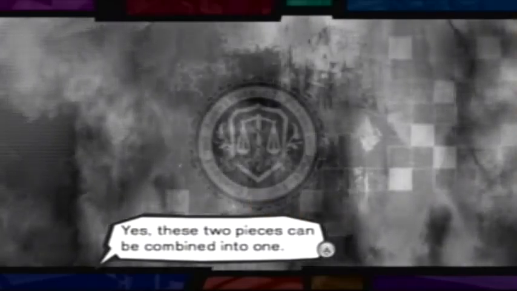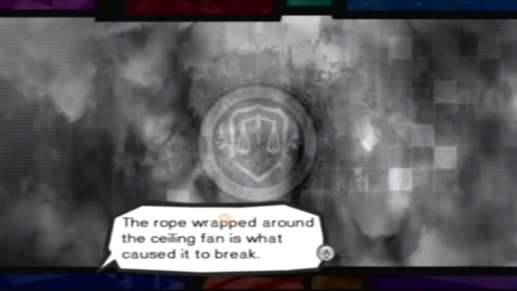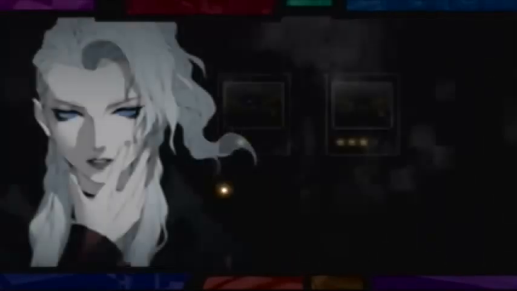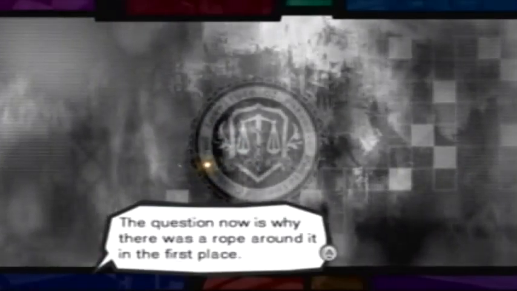Yes, these two pieces can be combined into one. The rope wrapped around the ceiling fan is what caused it to break. The question now is why there was a rope around it in the first place.